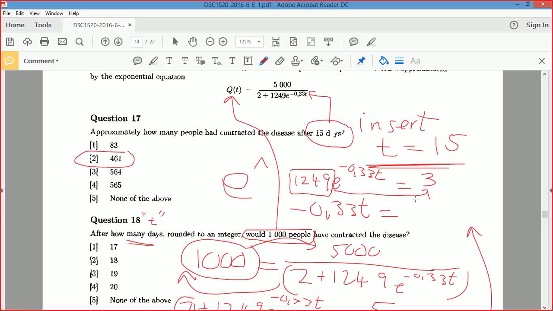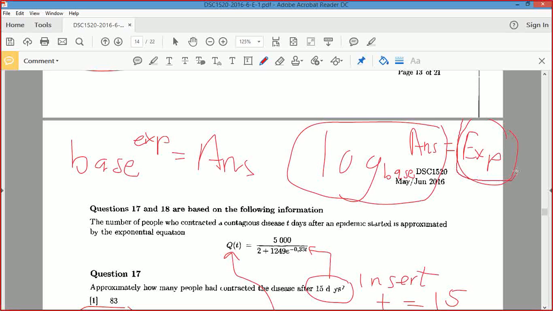Okay, so that'll be... let me just rub it out, it's easier. Just rub out that number there. Okay, so it's going to go on this side. So 3 divided by, what was it? 1, 2, 4, 9. Okay, and on this side we'll just have e. So e to the power negative 0.33t equals 3 over 1249. Okay, so I've got the exponent. There's my exponent.